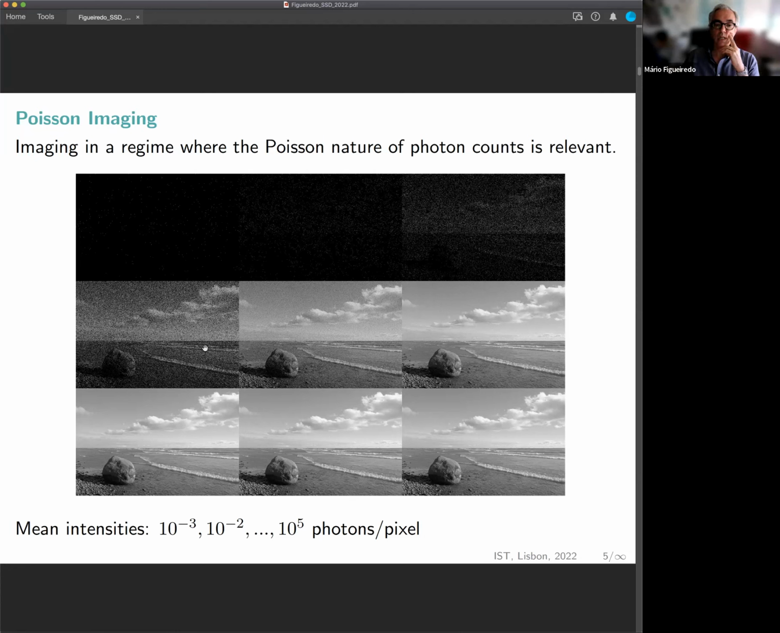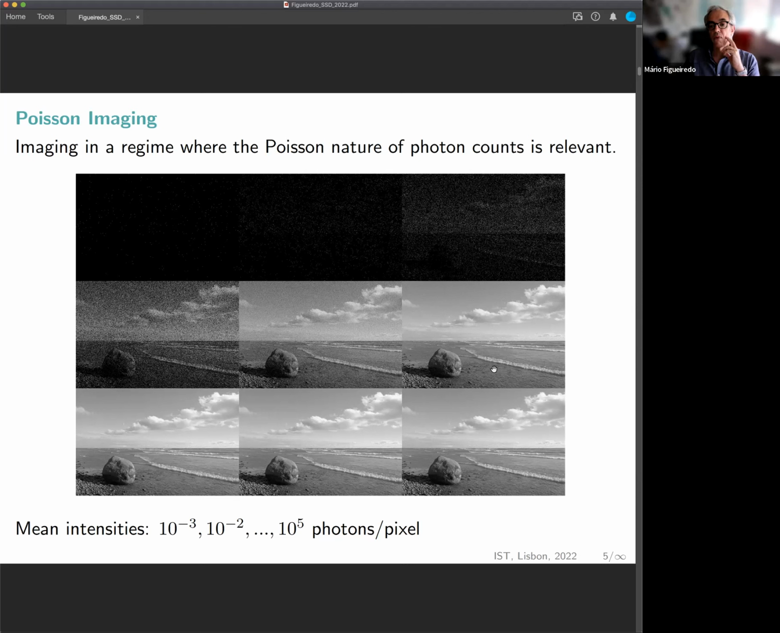Okay, so this is an example of an image of a scene acquired under very different conditions. So for the one on the top left, the average number of photons per pixel is of the order of 10 to the minus 3. So most of the pixels, as you see, are black. So there are no photons. Only a few pixels have photons. And then this goes from 10 to the minus 3, minus 2, minus 1, 10, 10 squared, 10 cubed, up all the way to 10 to the 5th photons.